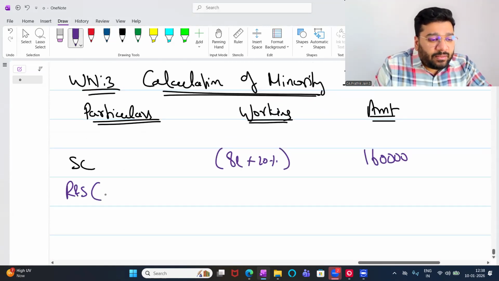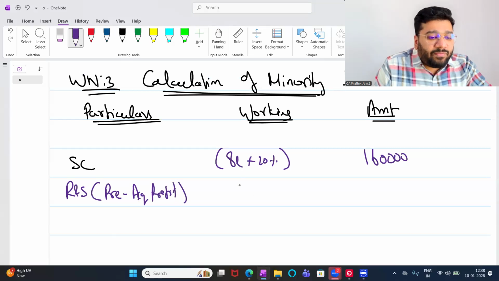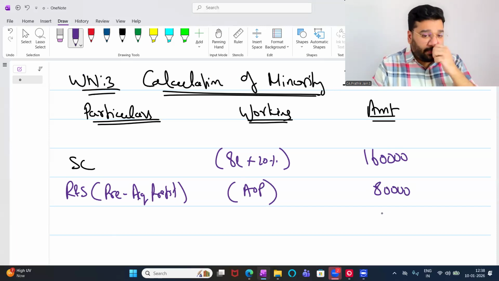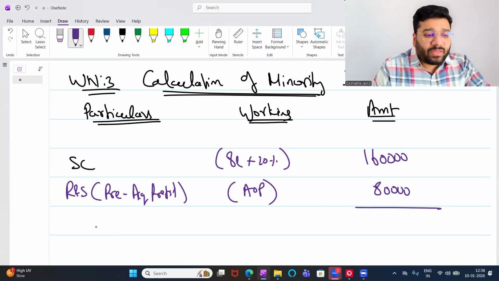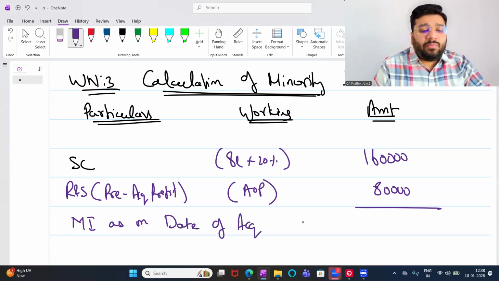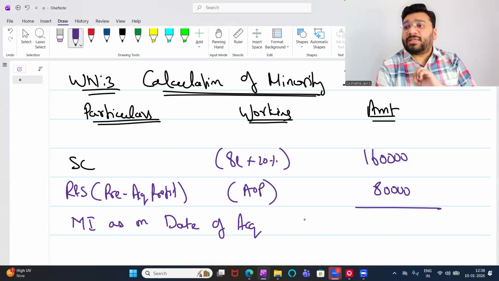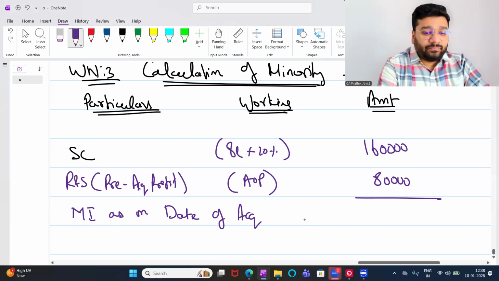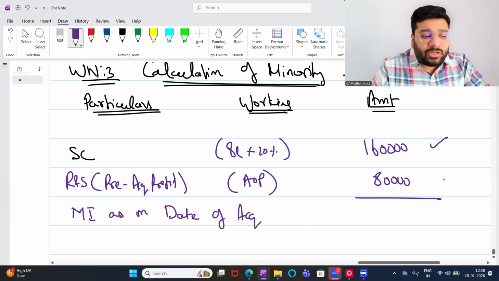Reserve and surplus, the pre-acquisition profit coming from the AOP. How much is it? 80,000. If I total this, this is called minority interest as on the date of acquisition. Any problem? This is minority interest as on the date of acquisition. Share capital is as on the date of acquisition, and this is profit as on the date of acquisition.